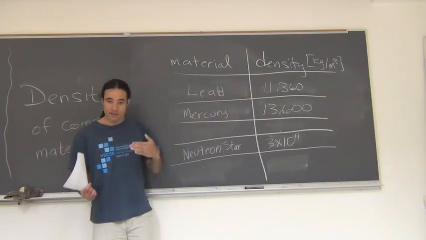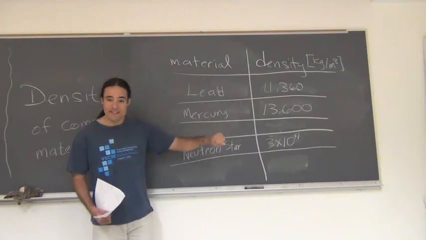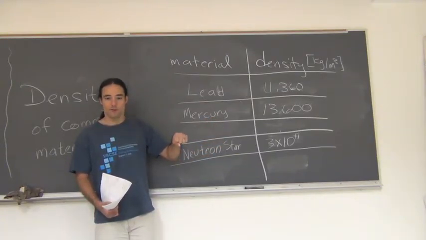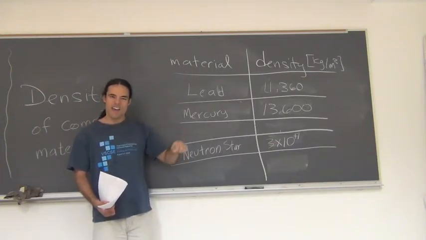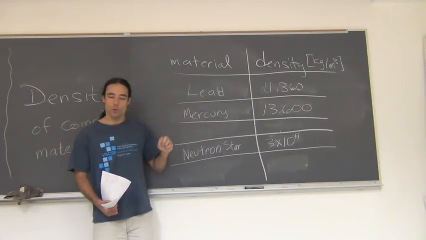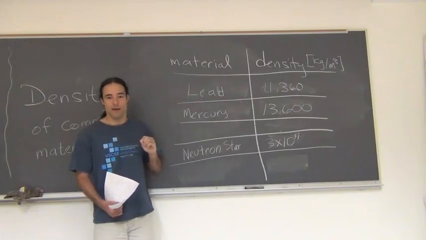Let's try putting that in even another way. So let's say you were to get a teaspoon of a neutron star. Just take a spoon, go onto a neutron star, scoop up some neutron star. That teaspoon of neutron star would weigh more than all of humanity combined.